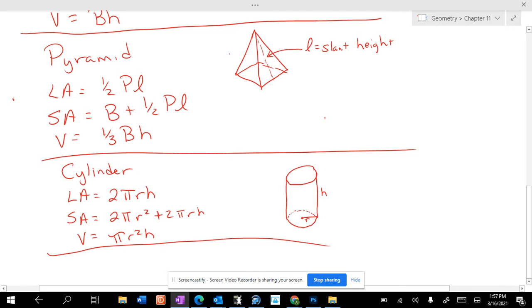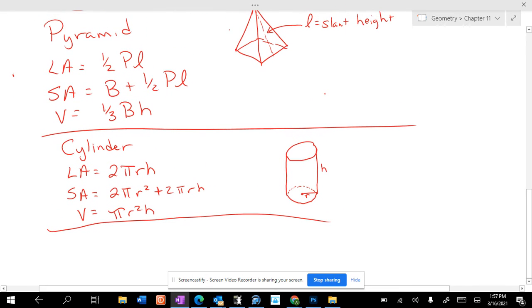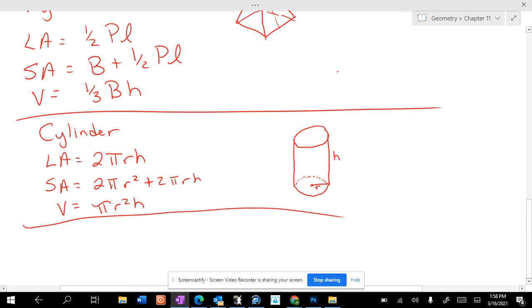The important thing with a pyramid is the slant height. And slant height is L in this book. A cylinder. The lateral area of a cylinder is 2 pi r h.